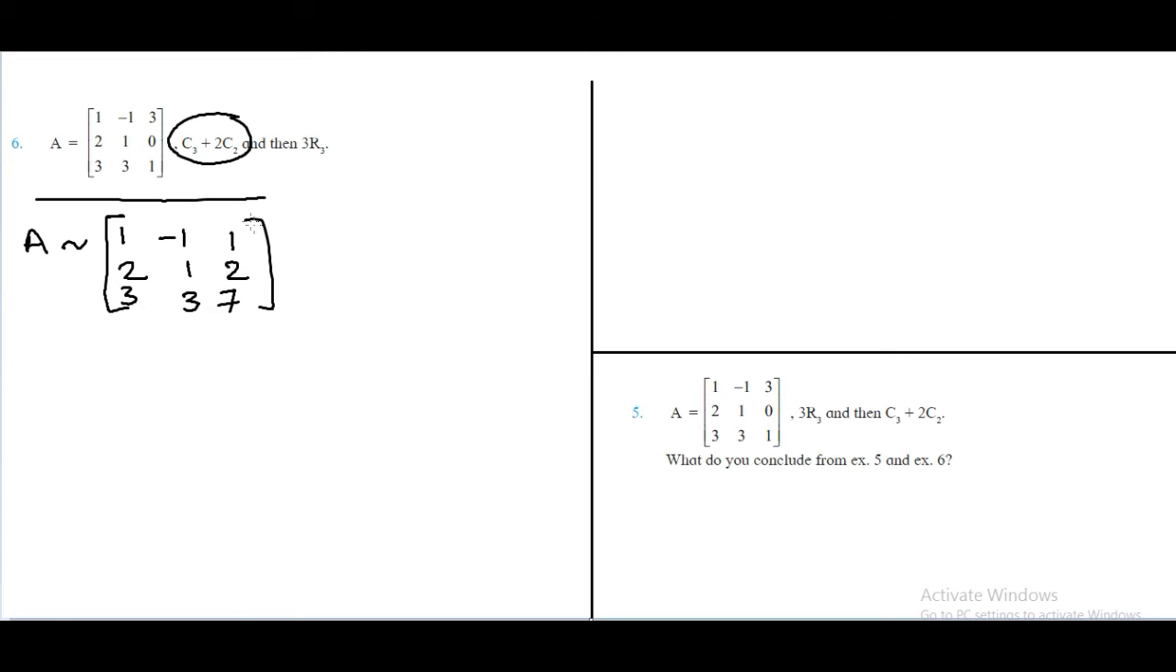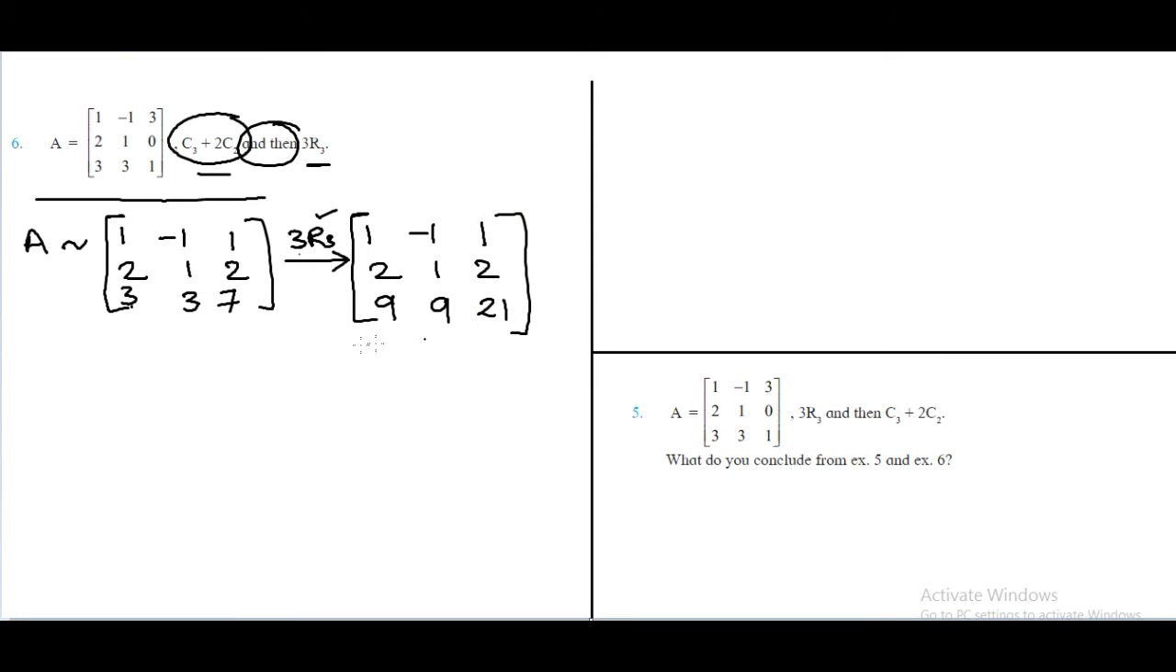Now after doing this operation, there is one more operation. It says that after doing this operation you have to do one more operation, that is 3R3. Okay, so I'll apply one more operation on this, that is 3R3. So what is the meaning of this? That is only row 3 is multiplied by the scalar, that is 3. So there is no change in first row and second row, so it will be as it is. So it will be 1 minus 1 1, 2 1 2, and 3 is multiplied to the row 3, that is 3 3 is a 9, again 3 3 is a 9, and 7 3 is a 21. That's it. That is the final answer.